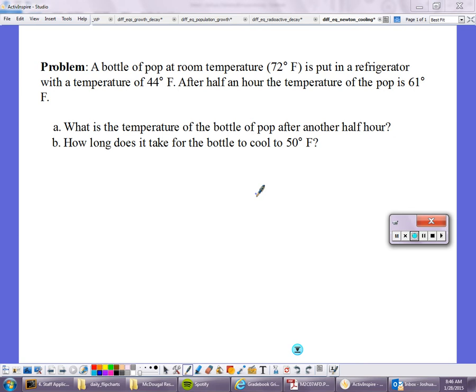I say pop because I'm from the Midwest and it irritates people who aren't from the Midwest when I don't say things like soda. Pop.